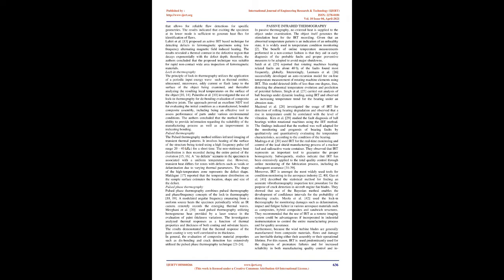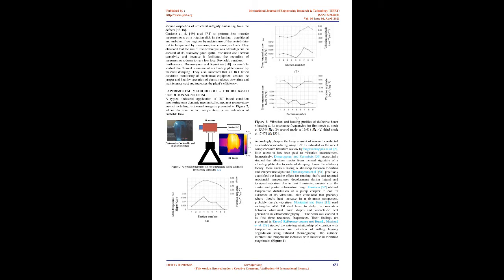Pulse thermography. The pulsed thermography method utilizes infrared imaging of transient thermal patterns. It involves heating of the surface of the structure being tested using a high-frequency pulse, of range 20 to 40, for a short time. The non-stationary heat distribution is then recorded during the entire period of the evolution. 15-16. A no-defects scenario in the specimen is associated with a uniform temperature rise. However, transient heat differs for zones with defects such as voids or delamination due to varying thermal parameters.